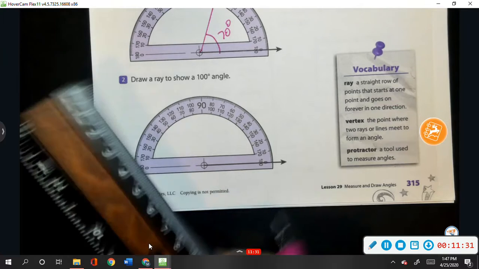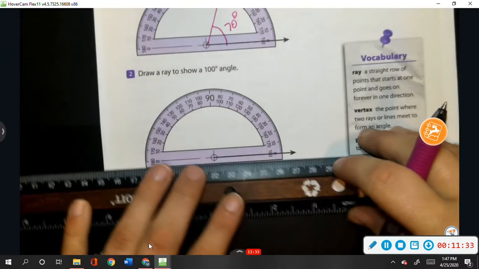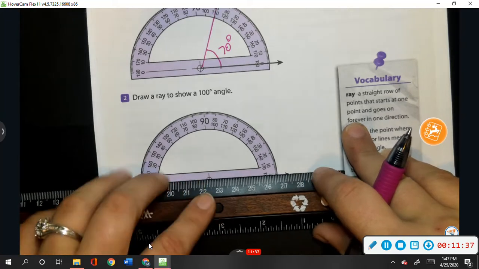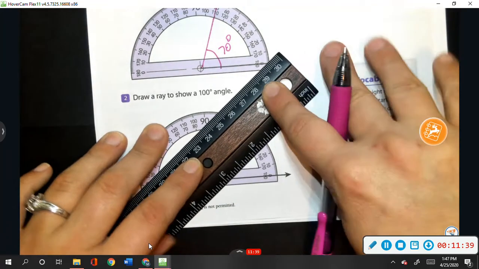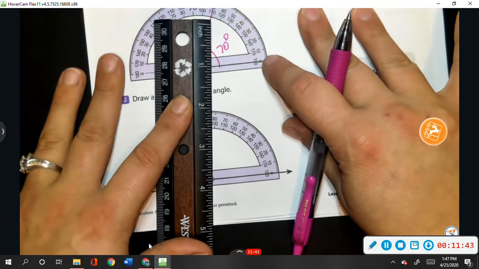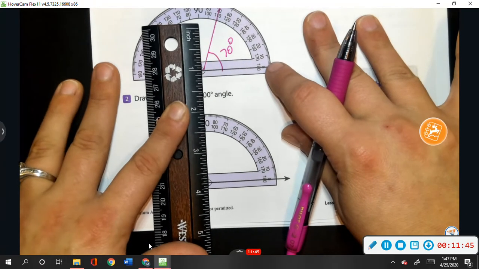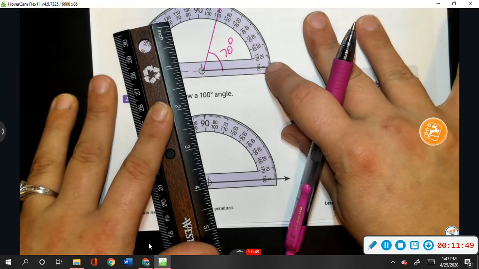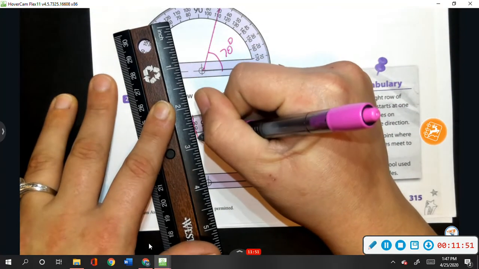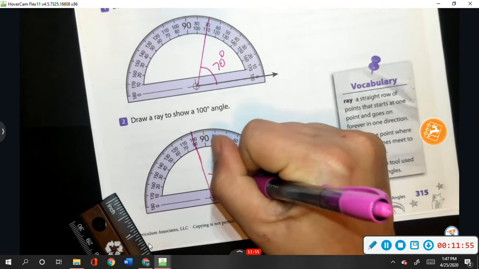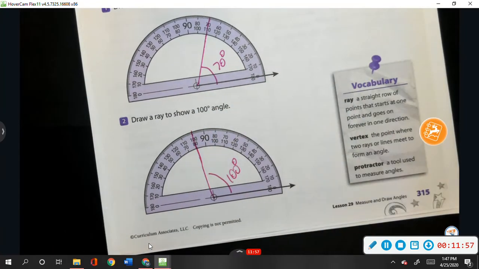Now we're going to do a 100-degree angle. Same idea. Start at that point right there and start turning your ruler until you make it all the way. There's our 90-degree angle, our right angle. And then right over here is going to be our 100 degrees. Whoops. There we go. That is 100 degrees.